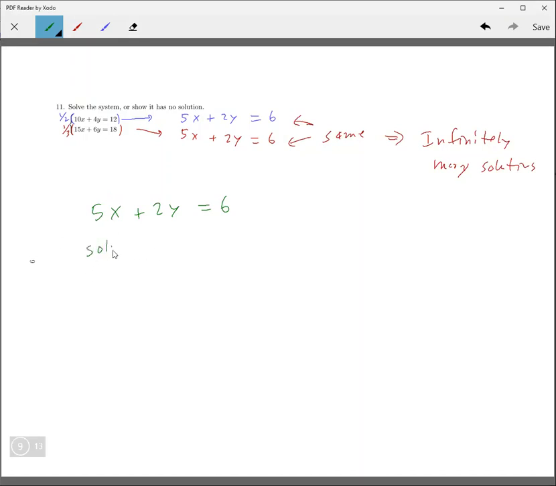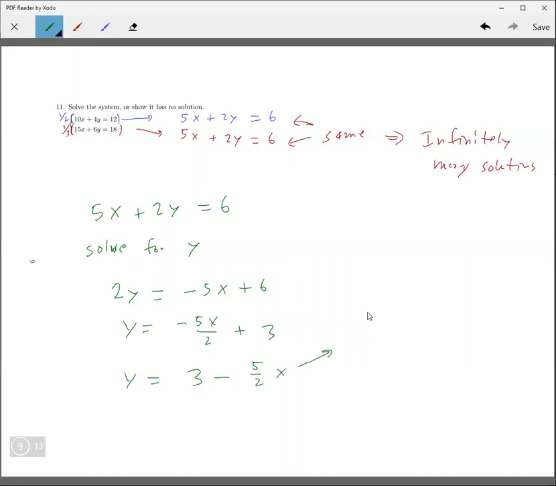So what you're going to do is solve for y. Okay, so 2y is equal to negative 5x plus 6. So y is negative 5x over 2 plus, I'm dividing everything by 2, by the way, so this is 3. I can write it like, maybe I'll write the 3 first: 3 minus 5 halves x.